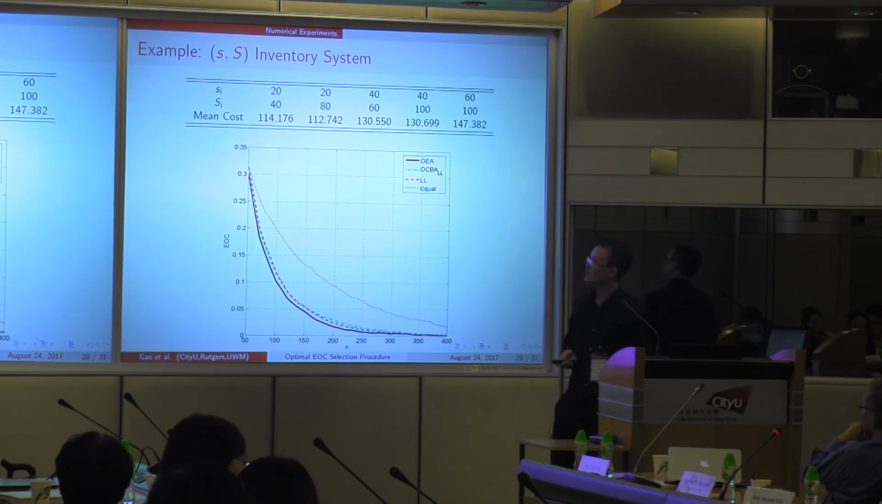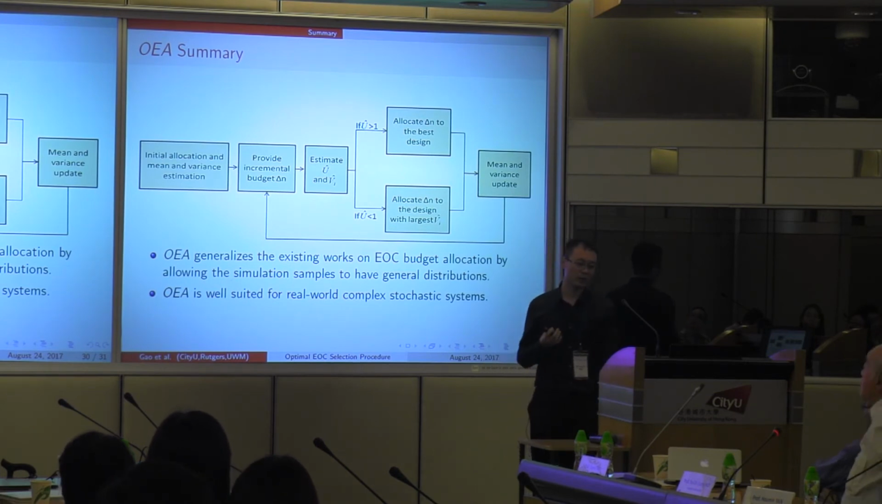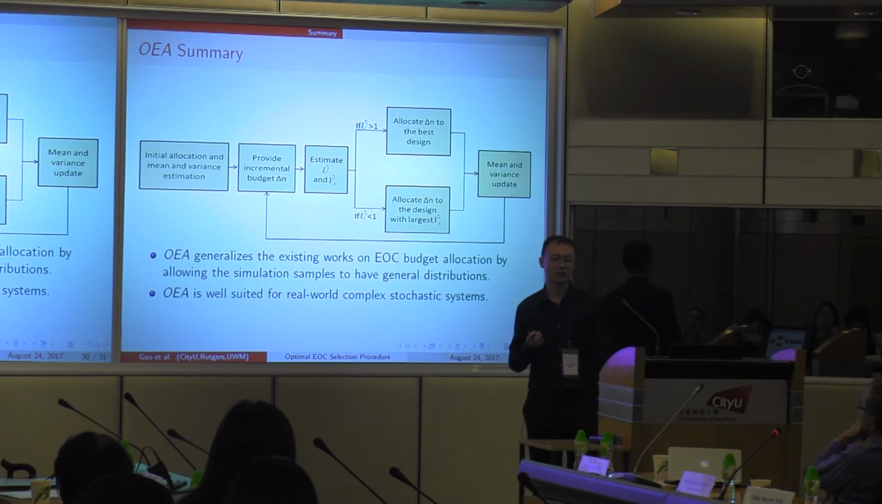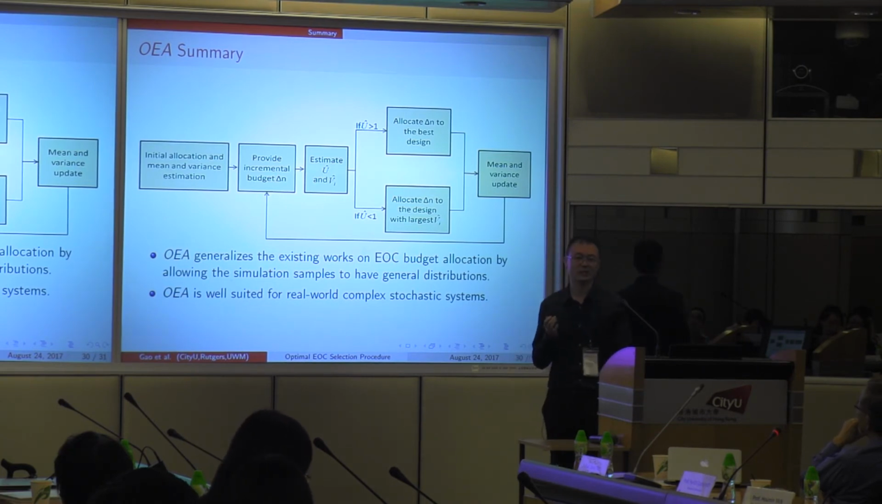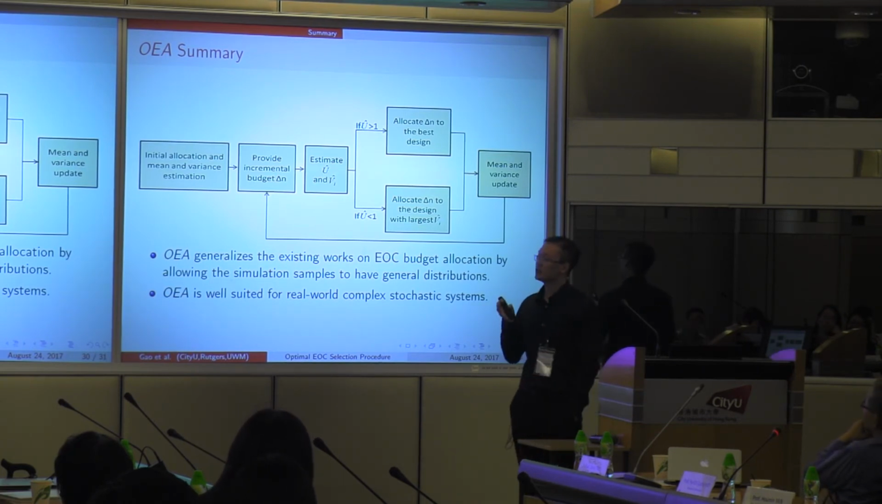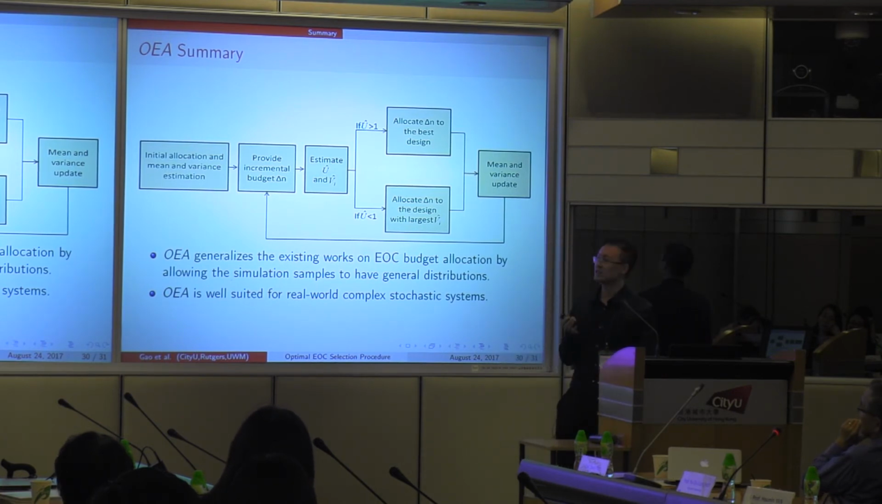Okay, so I will quickly summarize. In this research we propose a new algorithm called OEA. In each iteration, it provides a small incremental budget and allocates it to either the best design or one of the non-best designs based on the asymptotic conditions derived.